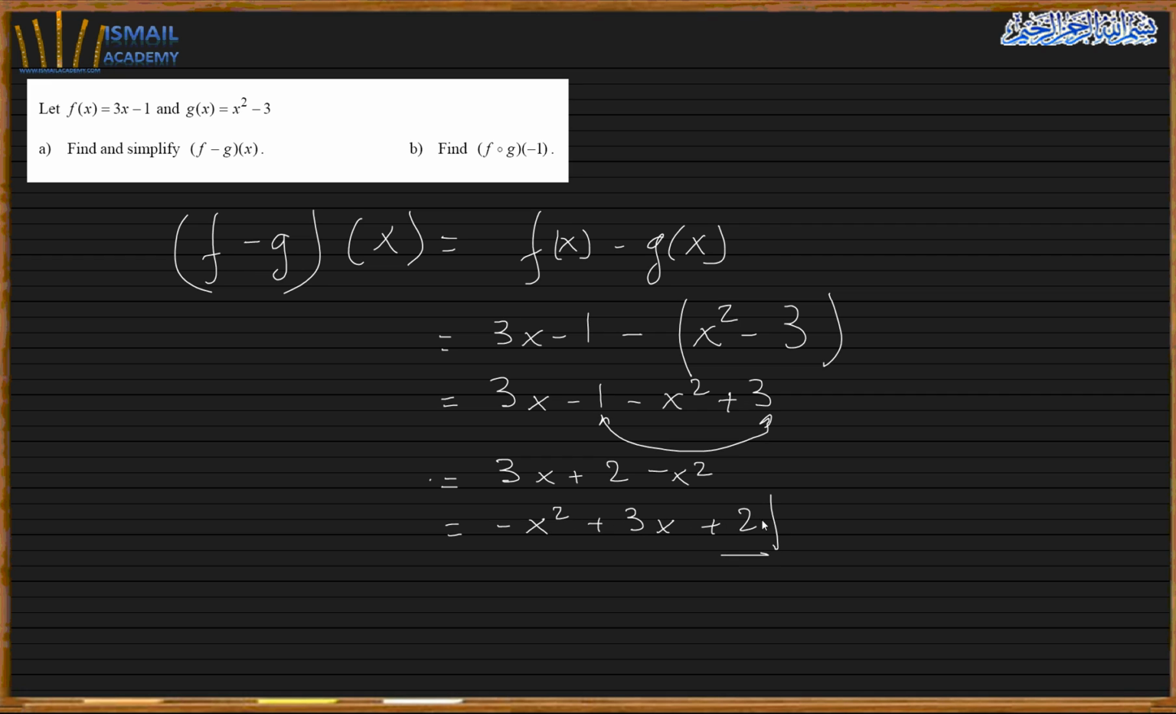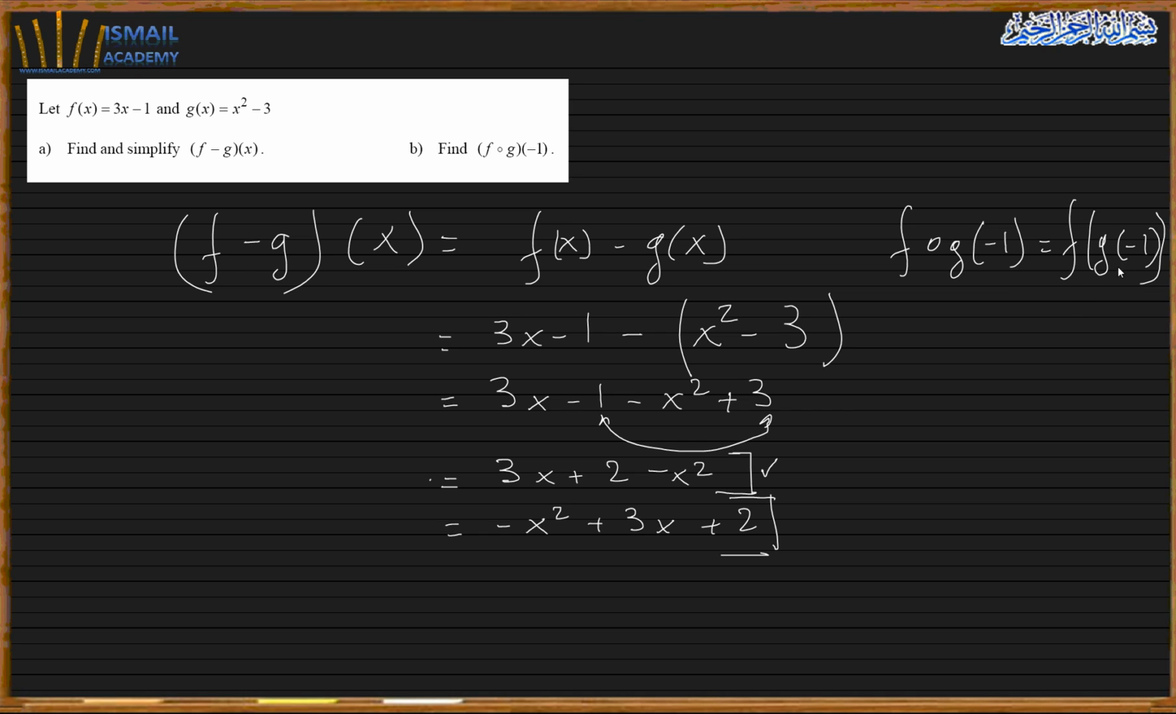This is the standard form notation of a polynomial, and this is the answer. If they don't ask you to write it in standard form, just keep it in this form and it's your answer. Now if I want to find out what f of g of minus 1 is, this is the same thing as f of g of minus 1.